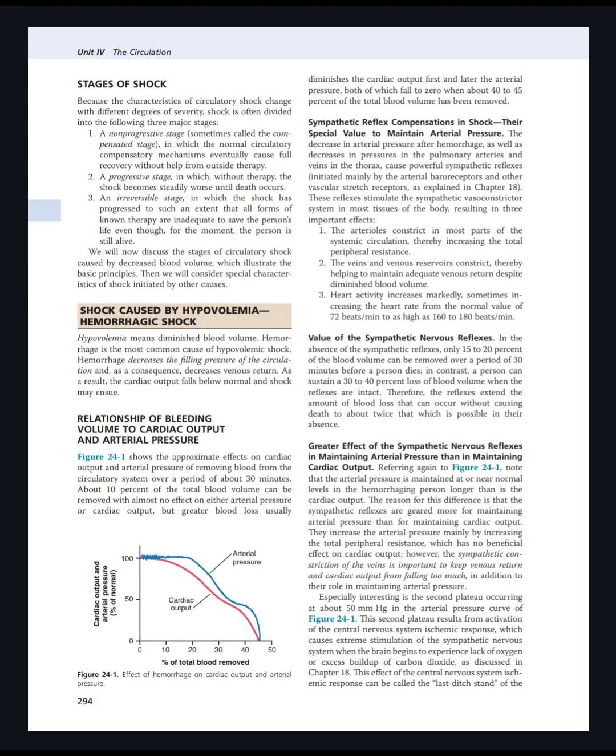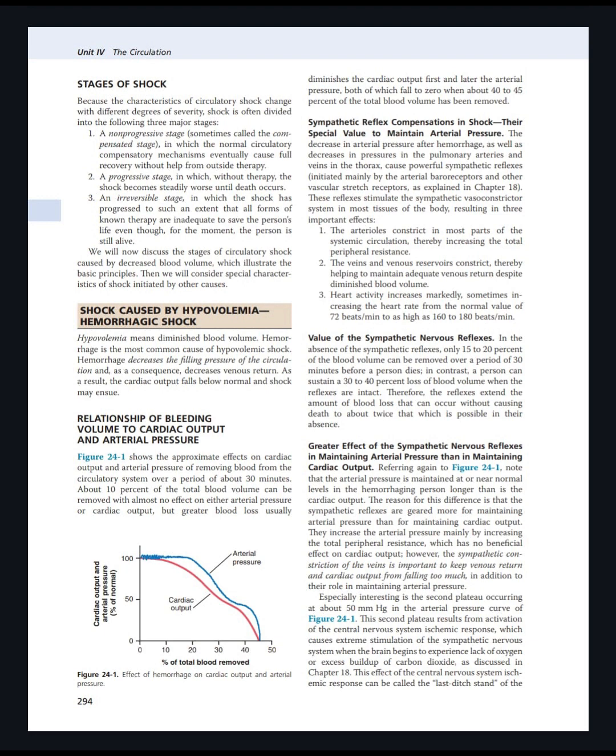Highlight this: the sympathetic reflex compensation in shock, their special value to maintain the arterial pressure. The decrease in arterial pressure after hemorrhage, as well as the decrease in pressure in pulmonary arteries and veins in the thorax, are powerful sympathetic reflexes. These reflexes stimulate the sympathetic vasoconstrictor system in most tissues of the body and result in three important effects.